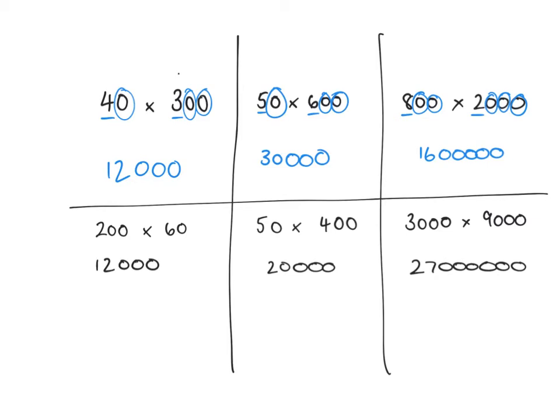27 million. Those questions will be in the quiz that you have to do at the end of this video. So please make sure you remember when you multiply in multiples of 10, you just multiply the numbers and put the zeros on that you've ignored.